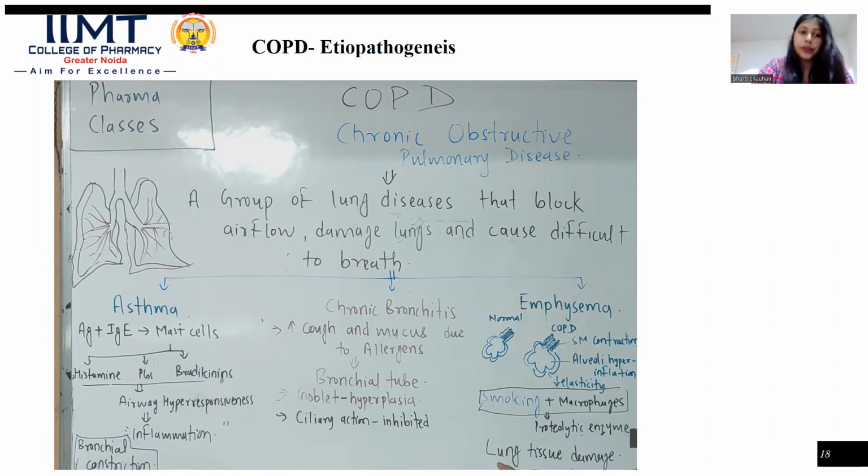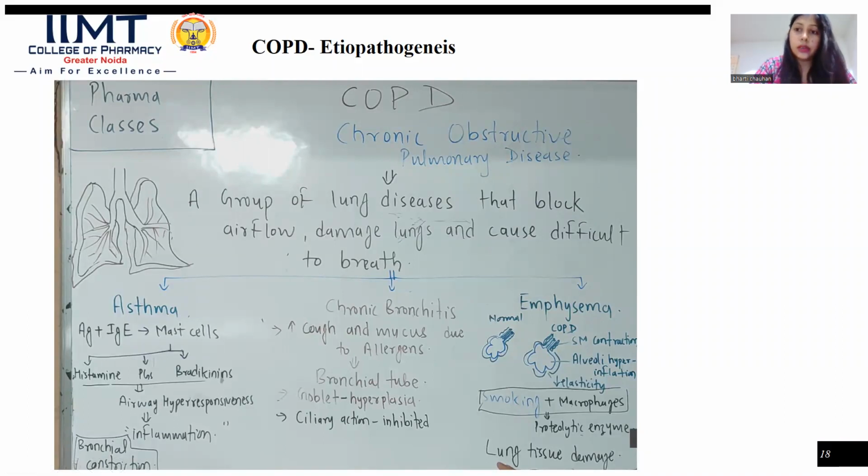So, this is a group of lung diseases that block airflow, damage the lung, and cause difficulty in breathing. First is asthma, which I've already discussed. What is happening here is the activation of mast cells will release some chemical compounds like histamine, prostaglandin, and leukotrienes, due to which inflammation will occur, right? Due to which there is bronchial constriction.